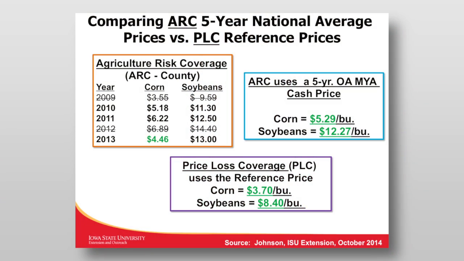Separate ARC, a revenue trigger, from PLC, a price loss trigger, because PLC is only triggered on a farm that enrolls and elects PLC, and only if the national average price falls below $3.70 per bushel for corn, $8.40 per bushel for soybeans. Again, the weighted average cash price in any of the marketing years over the next 5 years would need to fall below $3.70 per bushel for corn and $8.40 per bushel for soybeans.